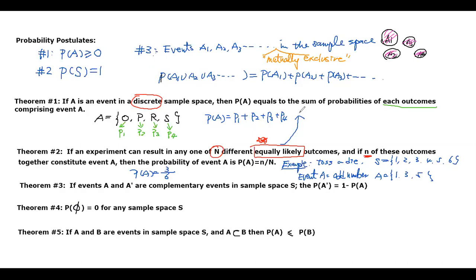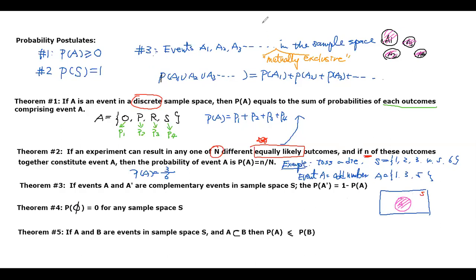Okay, theorem number 3 is also a pretty obvious theorem. It says if A and A prime are complements, then P(A prime) is equal to 1 minus P(A). This one is easy to understand. Here is a Venn diagram showing the sample space S. Here I have event A. So the probability of event A is this purple area over the sample space.